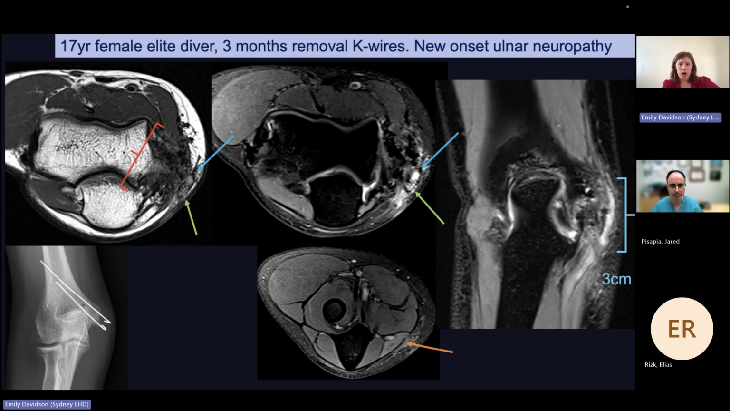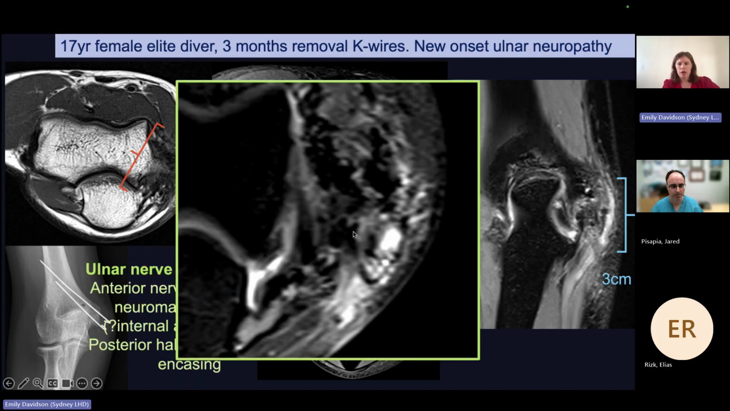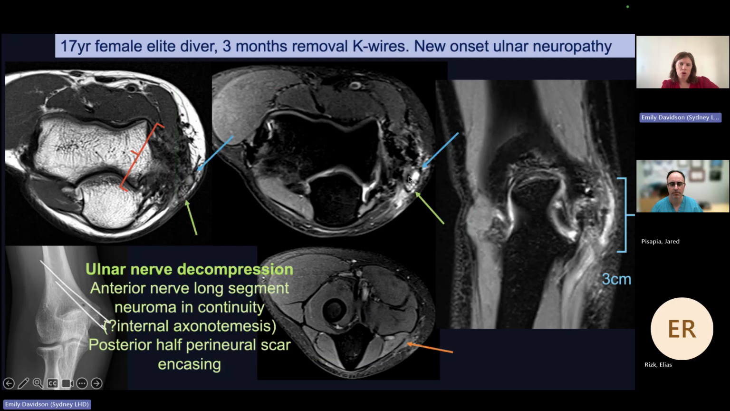And if we zoom up, hopefully we can see here the posterior aspect of the nerve has got these fascicles, but the more anterior portion of the nerve doesn't have that nice fascicular detail. And we could see that that was spanning over a length of about 3 centimeters. So it's probably got a neuroma in continuity through this whole section and quite a lot of scar formation.